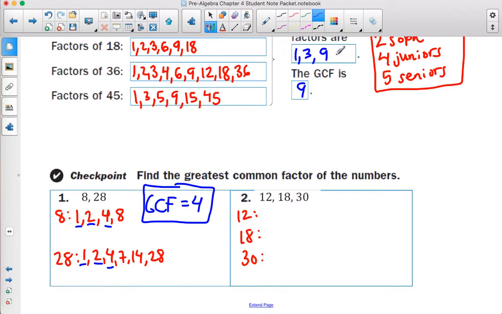12, 18, and 30, I need to first list off the factors. The factors of 12 are 1, 2, 3 goes into 12. 3's partner is 4, so now I know I'm just partnering back up.